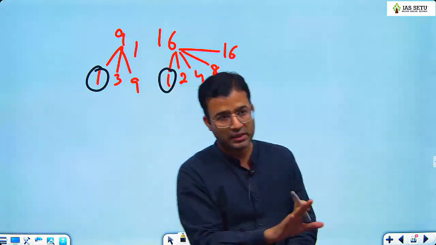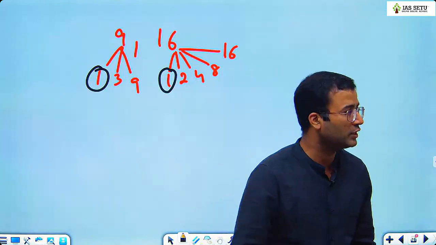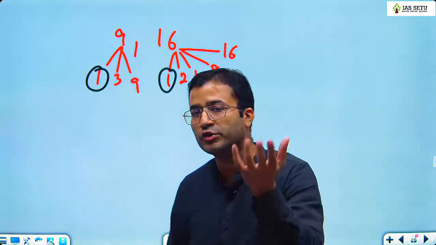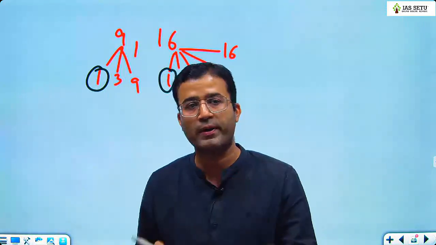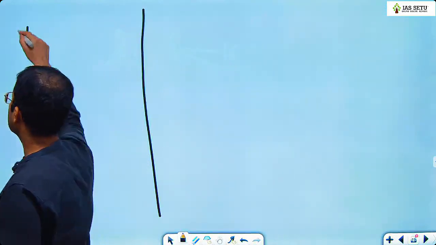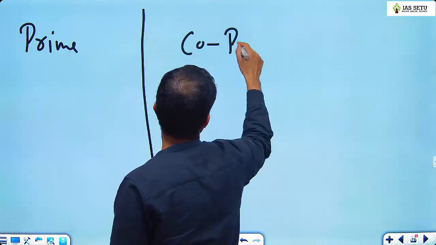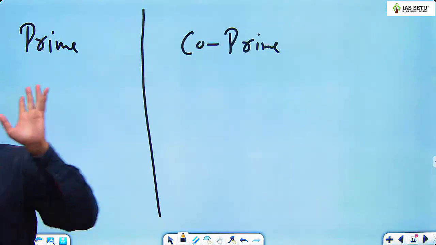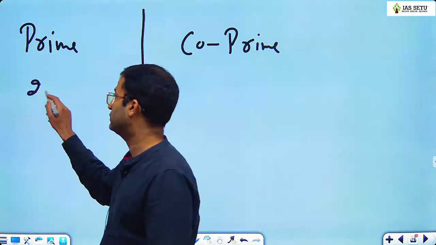Wait, some students are not clear with this concept. I give you one wonderful example so that you will have conceptual clarity about co-prime. Generally we get confused between prime and co-prime. Mostly I have seen students get confused between prime and co-prime. See here. Prime number as a concept is used for one number which has exactly two factors.